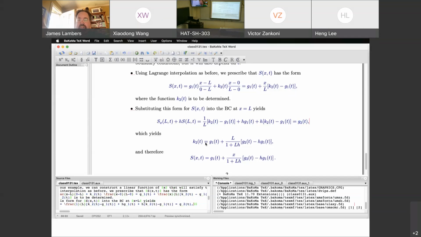This I can solve for K2. Getting K2, putting it back in here gives me capital S. And now I have my boundary function completely specified. Questions at this point?